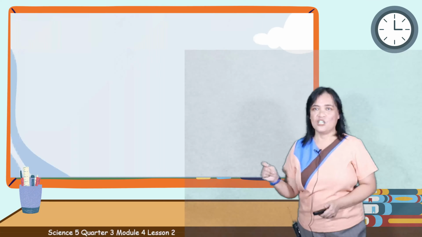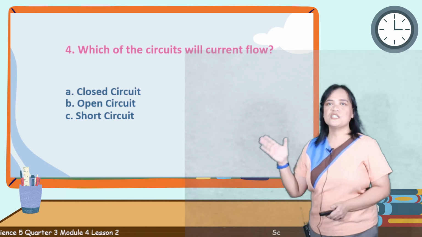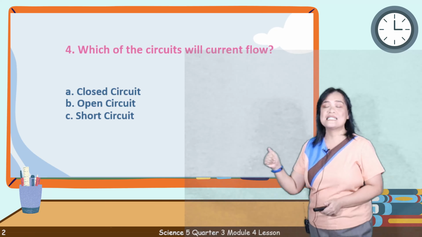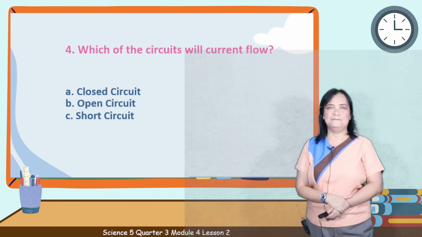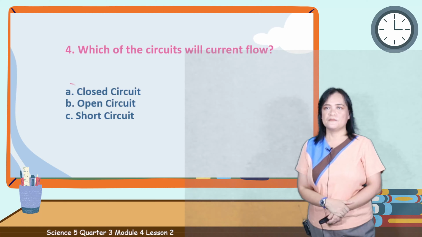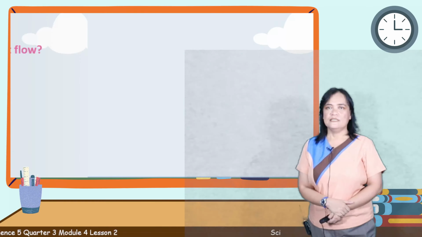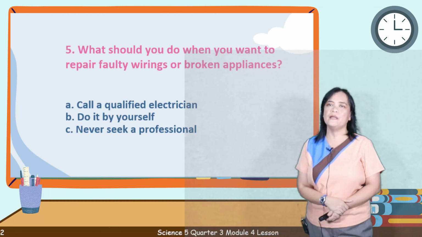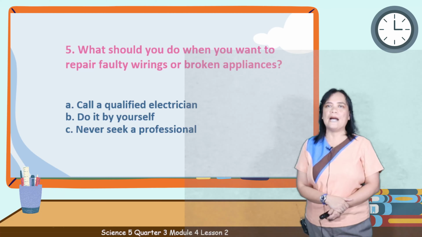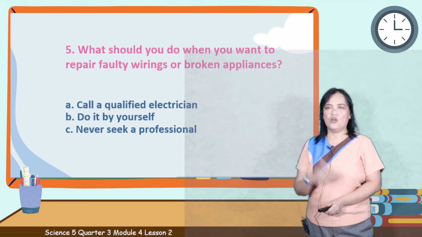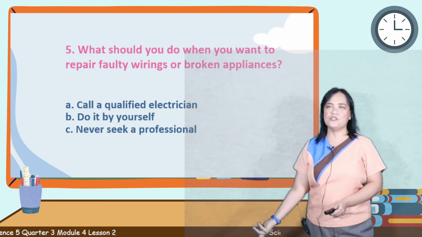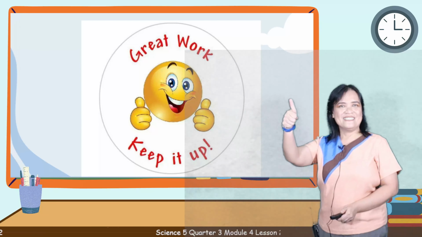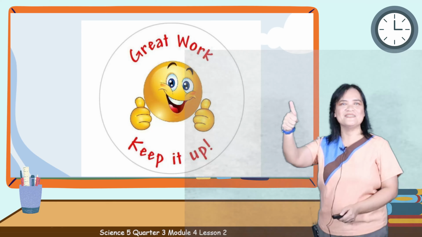Yes, it's closed. Next, which of the circuits will current flow? A. Closed circuit, B. Open circuit, C. Short circuit. Close. Alright, number 5. What should you do when you want to repair faulty wirings or broken appliances? Call a qualified electrician, do it by yourself, or never seek a professional. Yes, it's letter A. Great work. Keep it up.